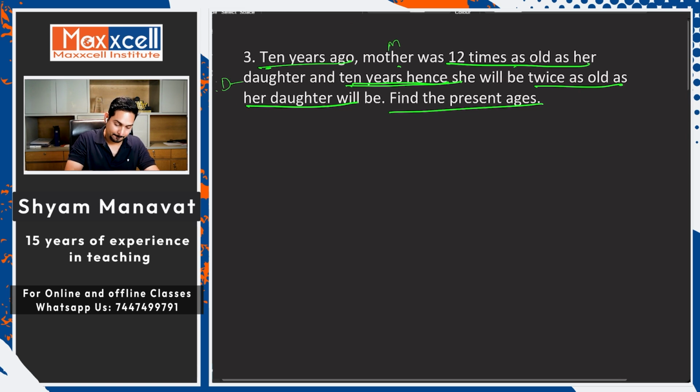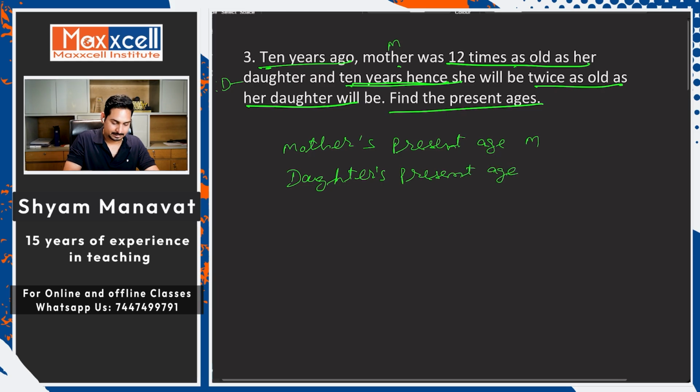Mother's present age is M, and daughter's present age is, let's say, D. Okay. So keeping this, now let's form the equation.